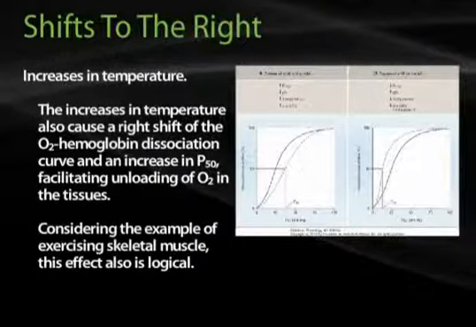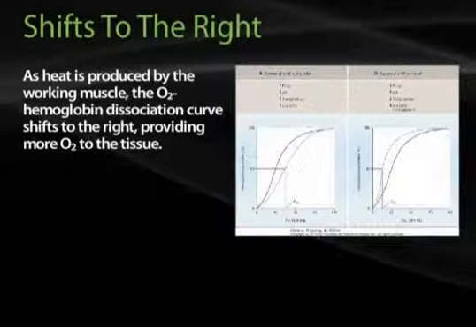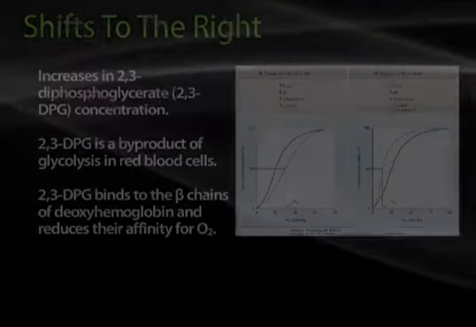Increases in temperature also cause this right shift in the oxygen-hemoglobin dissociation curve, increases in the P50, and facilitate unloading of oxygen to the peripheral tissues. It also makes sense for the exercising skeletal muscle example. As we're working, as our muscles are producing heat, the oxygen-hemoglobin dissociation curve shifts to the right, meaning those muscles that are producing heat are going to be able to take more oxygen. More of it's going to be given up by hemoglobin.